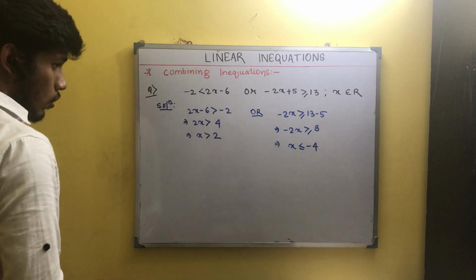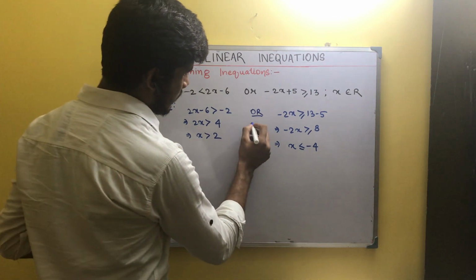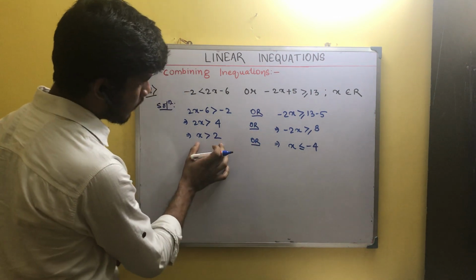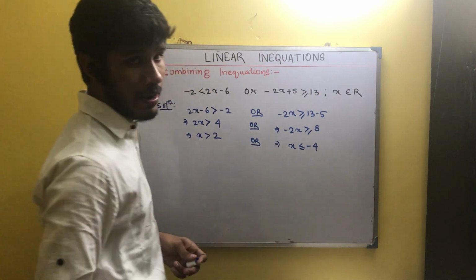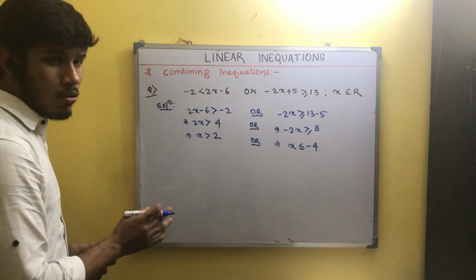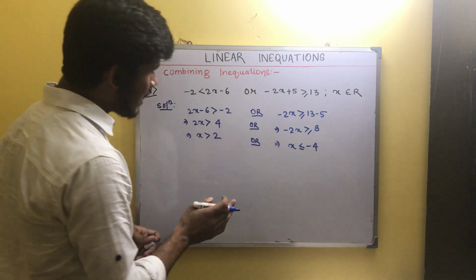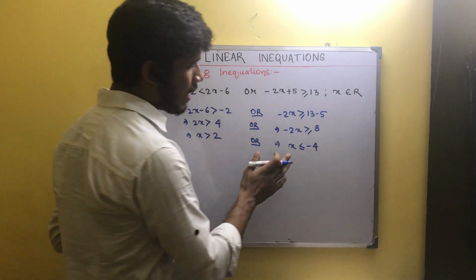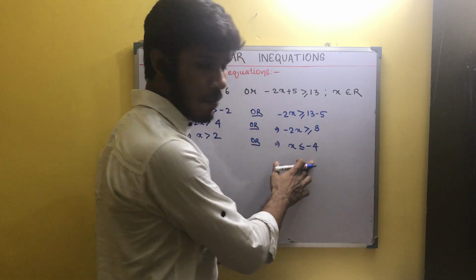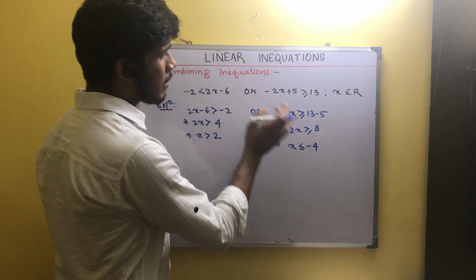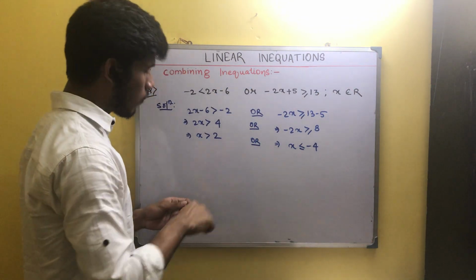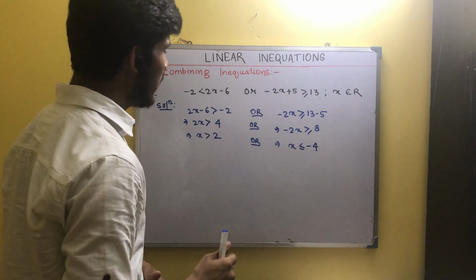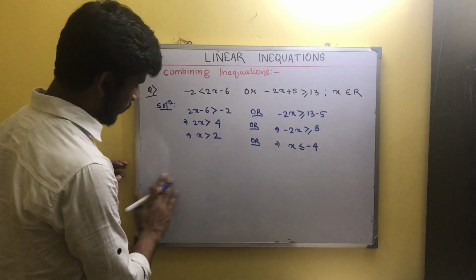Okay, so now what does this say? x greater than 2 or x less than or equal to -4 means the values that are greater than 2, and also the values that are less than or equal to -4, both should be included as the solution set for this question. For both of these, all those values should be taken.